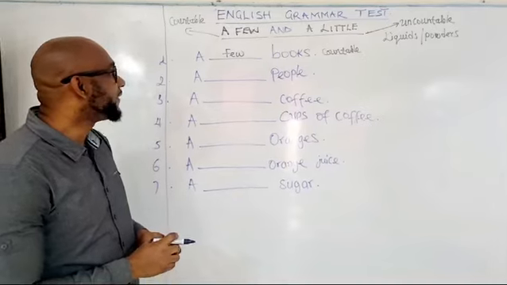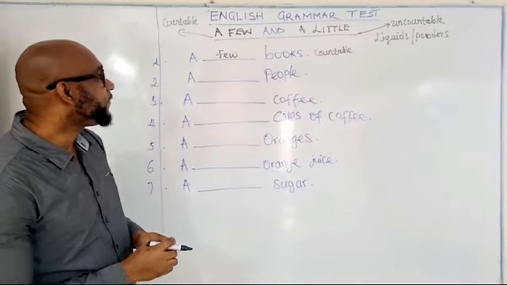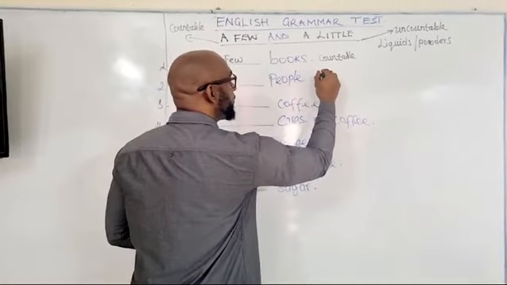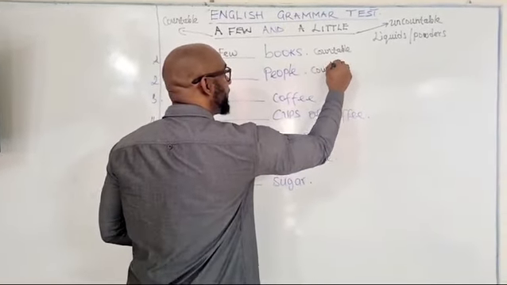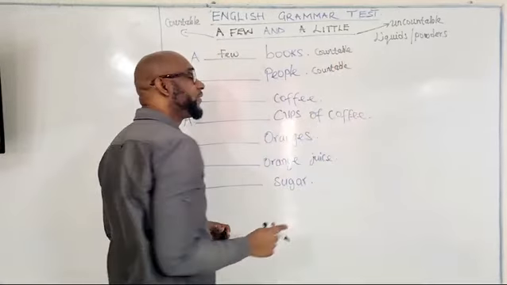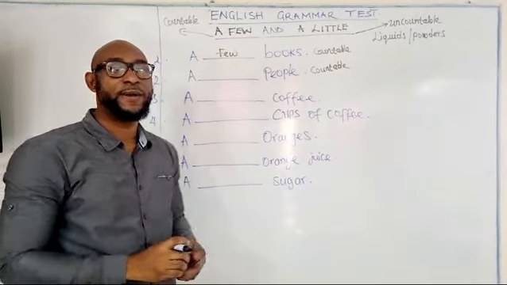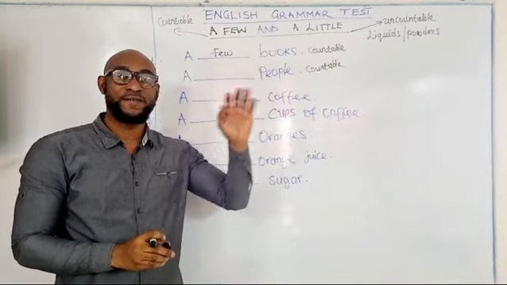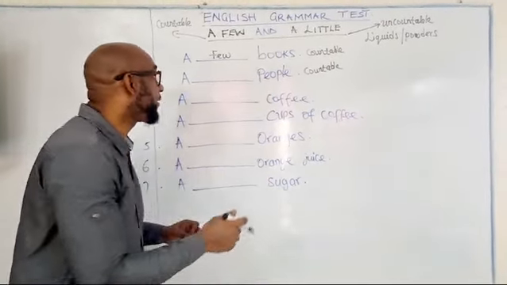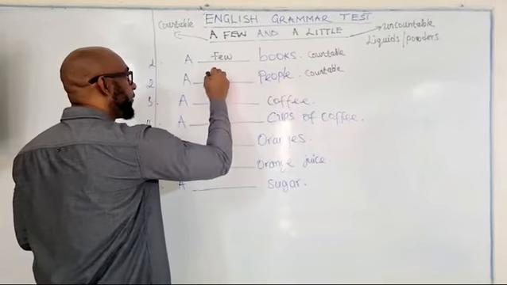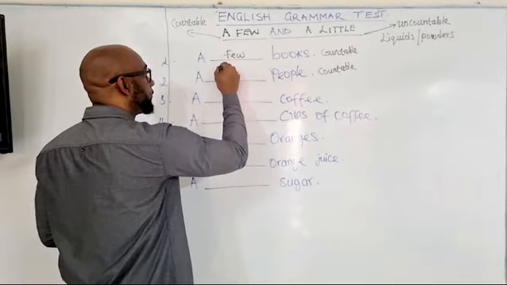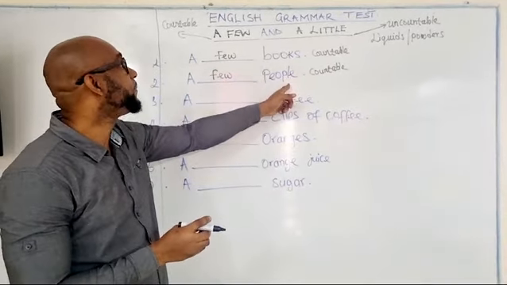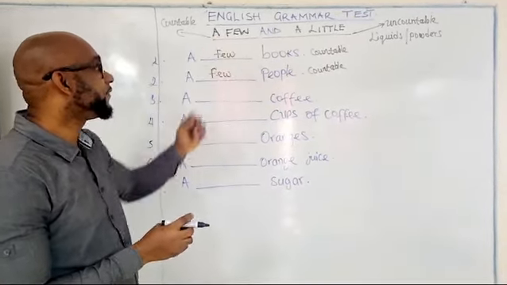We go secondly to the next. A few people, because people also go with countable. We can count people. 15 people came to my place today. 15 people are traveling to Canada tomorrow. So we go with "a few." Alright, countable books, countable people, referring to "a few."